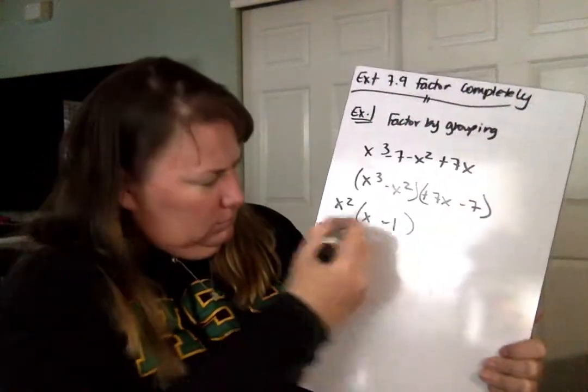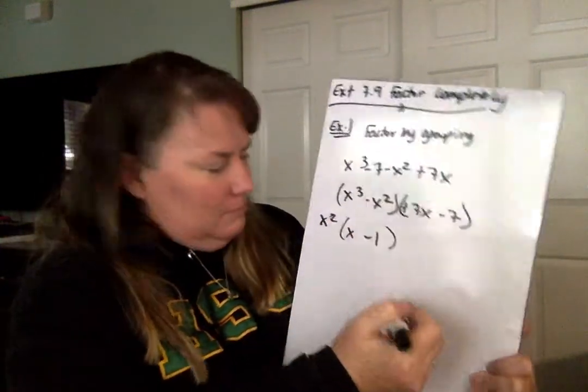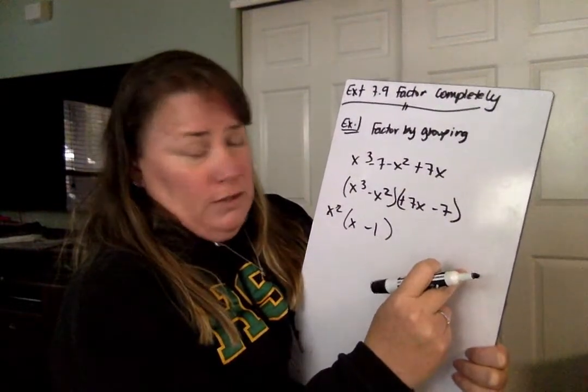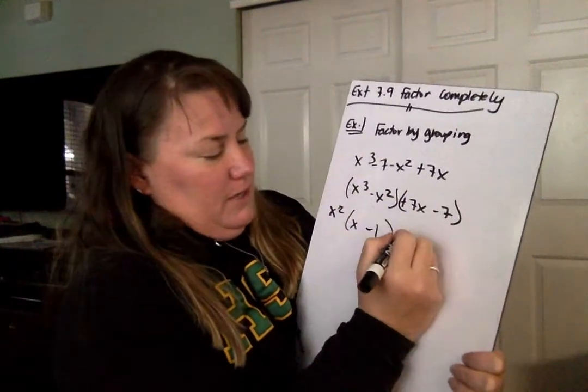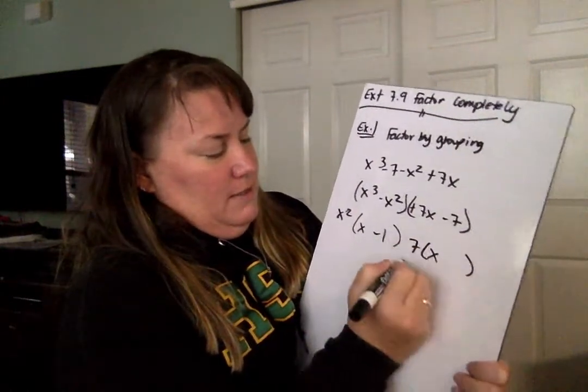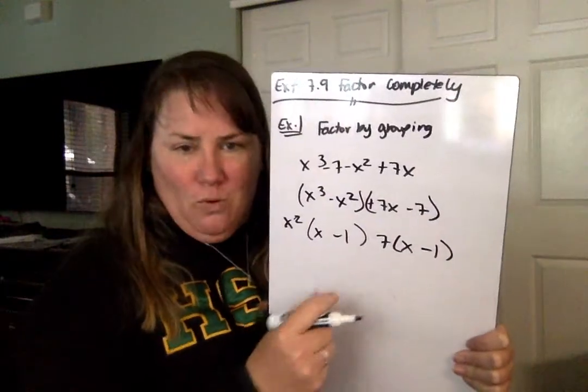When in doubt, multiply it out. Aha. There we go. All right, now the goal is to get this binomial over here. Same one. But let's GCMF first. So we can take out a 7. 7x divided by 7 is an x. Negative 7 divided by 7 is a negative 1. We got it.